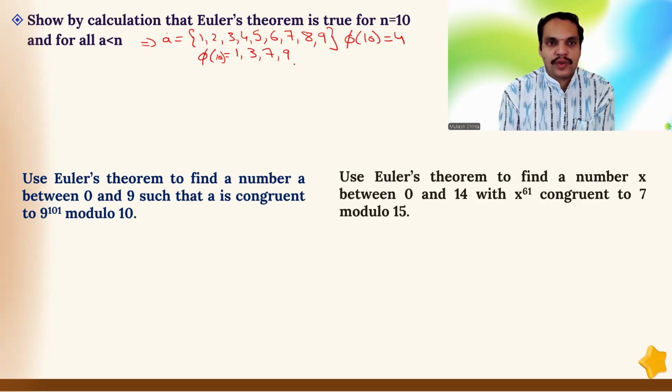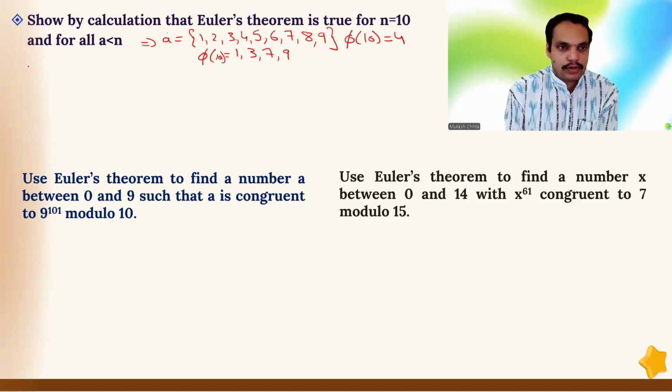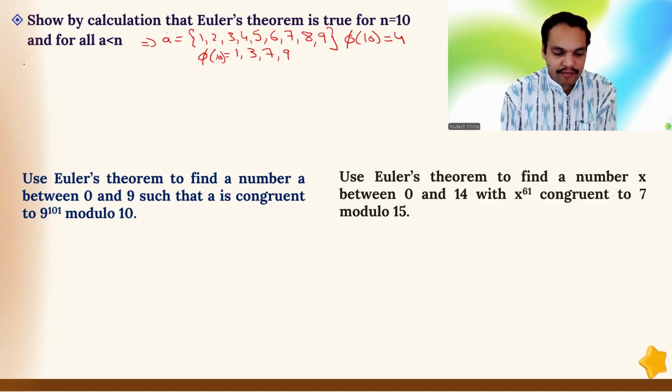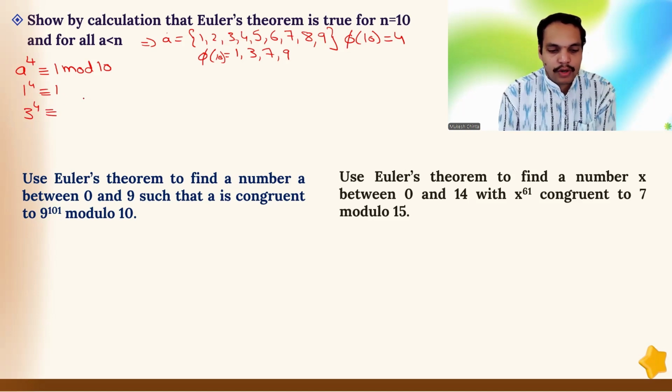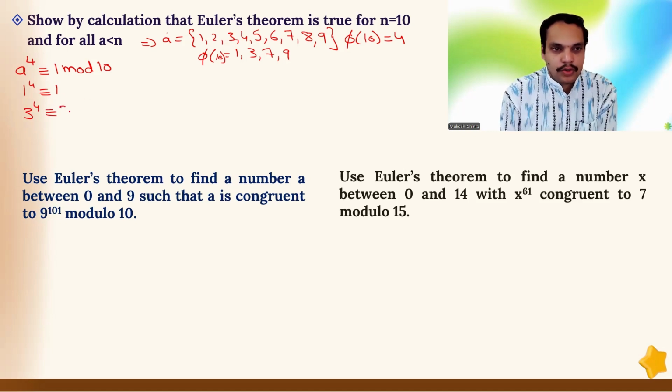If I can prove for all these values that Euler's theorem is holding good, then my job is solved. So let me do it for 1. Because phi of 10 is equal to 4, I need to prove that a to the power of 4 is always congruent to 1 mod 10. The possible a values are 1, 3, 7, 9. So 1 power 4 is always equal to 1, isn't it? So what about 3 power 4? 3 power 4 gives me 81, isn't it? So 81 mod 10 is equal to 1.